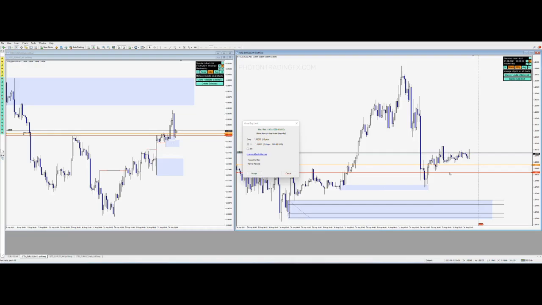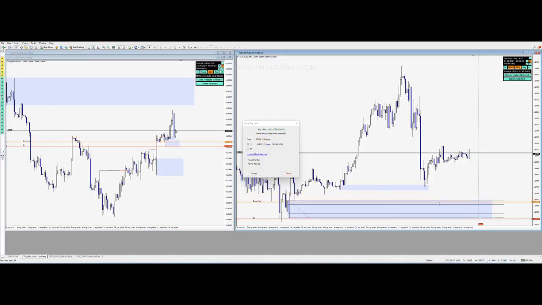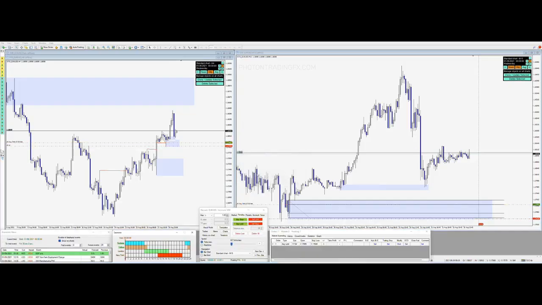Okay, so the way I'm going to do this is stop just below the low, and then I'm going to have our entry on the 25% level there, okay? And I would be more than happy with that. So now we have our buy limit set, okay?